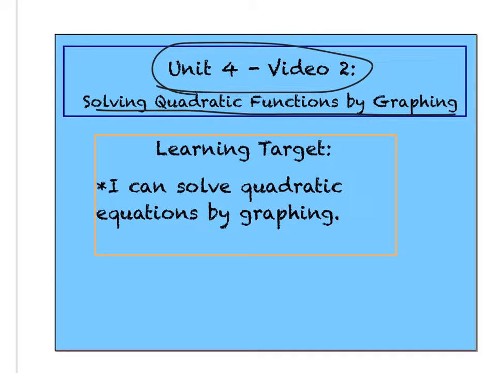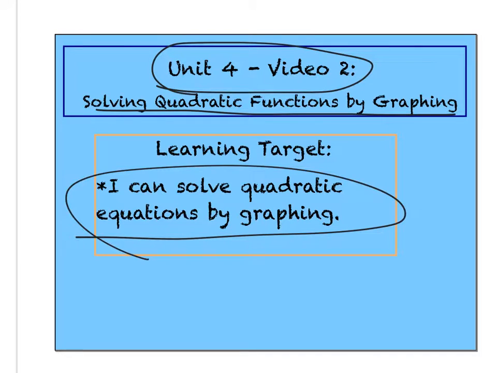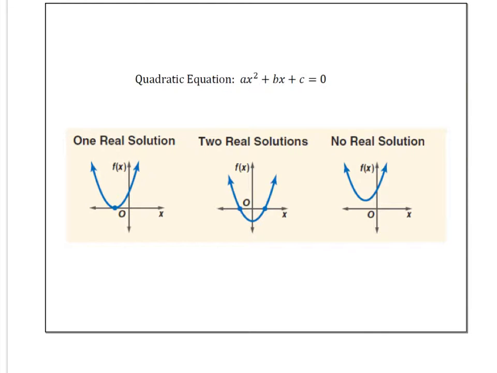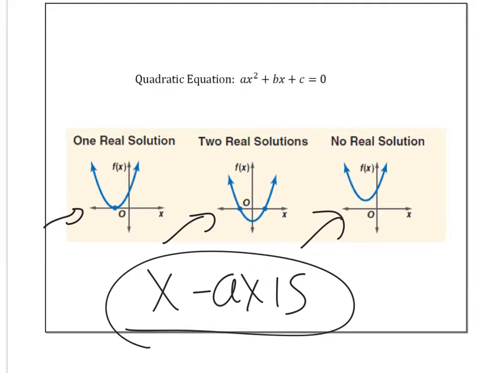We're talking about solving quadratic equations or functions by graphing. 4-1 was all about how to graph a quadratic function. So now we're talking about how you solve a quadratic by graphing. The way you do that is this: what you're looking at is where it crosses the x-axis. The x-axis is where your solution is.